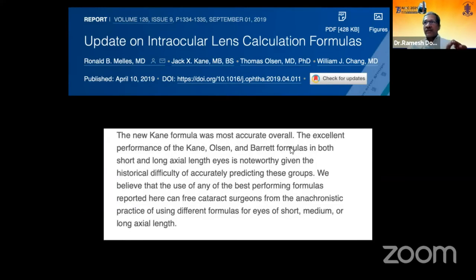Now, this is where we were 2 years ago. Then, right out of the blue, the same group of co-authors, Ronald Melles and co-authors, came out with one more paper the next year, published in 2019 April. The new Kane formula was the most accurate of them all. So they went back to the same set of data, and they found that the excellent performance of the Kane, Olsen, and Barrett's formula in both short and long eyes is noteworthy given the historical difficulty in accurately predicting these groups. So you have one formula, the Kane formula, which is slightly better than the Barrett's formula.